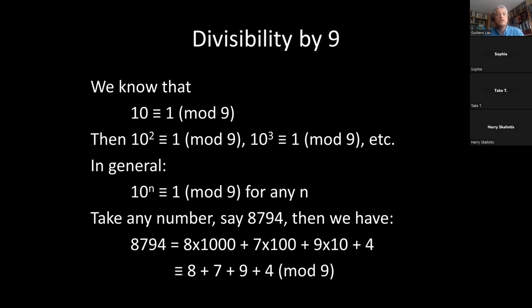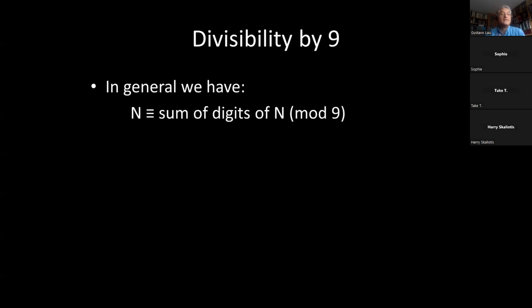So that is congruent to 8 plus 7 plus 9 plus 4, modulo 9. Do you understand? Yeah. So that explains why, if the sum of the digits is a multiple of 9, the number is a multiple of 9. But actually, this is a stronger statement. This is saying that the remainder of n when you divide by 9 is the same as the remainder when you divide the sum of the digits.